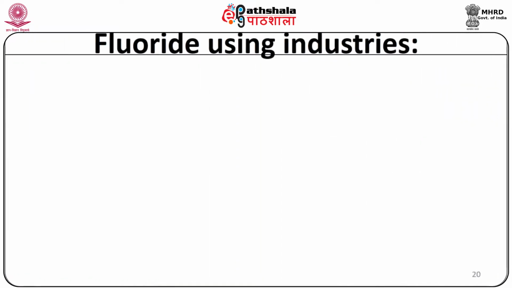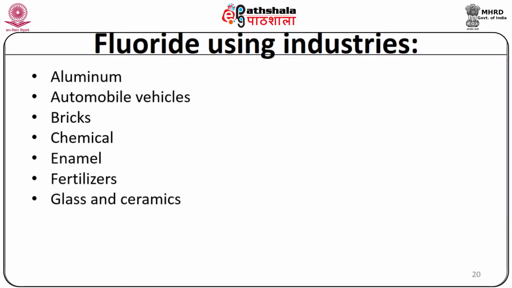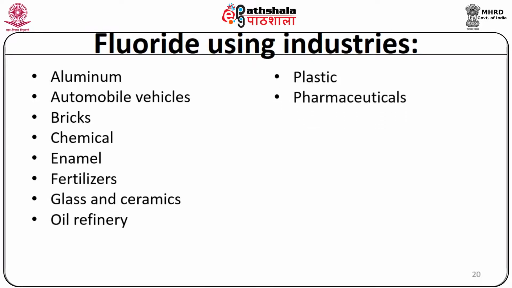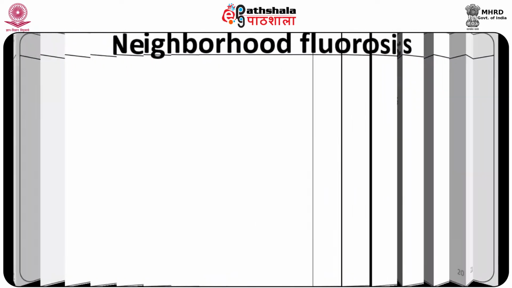There are a number of industries which are using fluoride. For example, aluminum industry, automobiles, vehicles, bricks industry, chemical industries, enamel industry, fertilizers, glass and ceramics, oil refineries, plastic industry, pharmaceuticals, pottery, refrigeration industry, rust removal industry, and steel industry, toothpaste industry, and welding. So a number of industries are there which are using this.